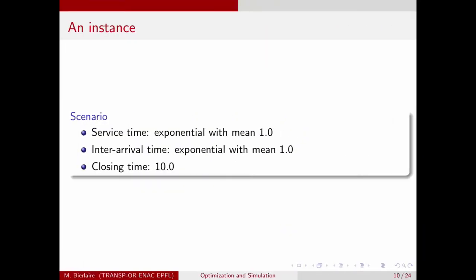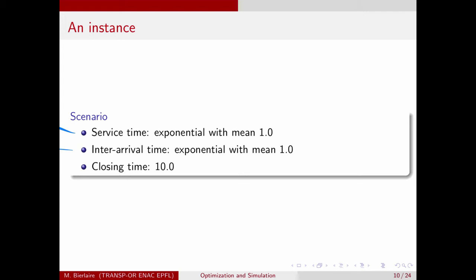I have implemented it as described, and let's see how it works. So here is the scenario that I will be running. The service time, as I said, is the time needed by Rico to serve a customer. On average, it is 1 minute, as we said, and we will assume that it follows an exponential distribution. The second thing is the inter-arrival time, and we will also assume that it's an exponential with mean 1.